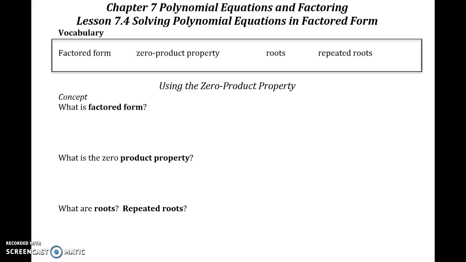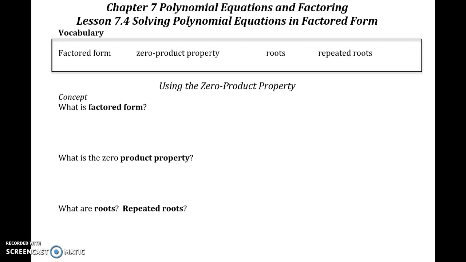Okay, so the big idea of this next lesson is all about solving polynomial equations, and we're going to be solving using what's called factored form, and we're going to use a zero product property. So let's talk about some vocabulary first. So what is factored form?